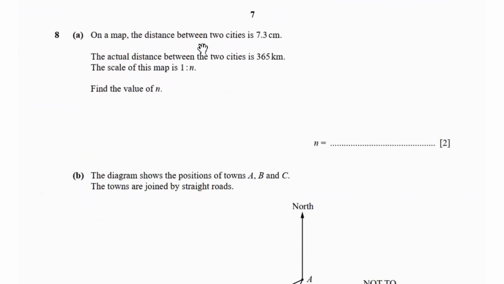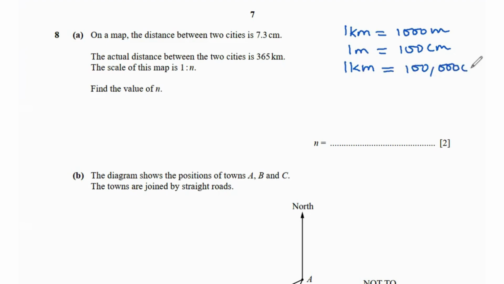Then it says on a map, the distance between two cities is 7.3 centimeters. The actual distance between the two cities is 365 kilometers. The scale of this map is 1:n. Find the value of n. So first thing, 1 kilometer equals 1,000 meters. 1 meter is 100 centimeters, which means a kilometer in centimeters is going to be 100,000 centimeters.